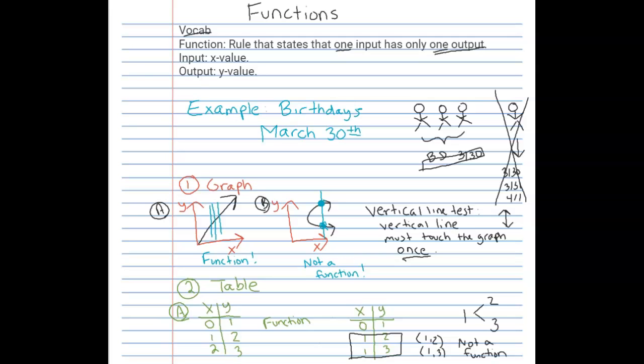We're going to go into more detail about what functions are throughout this unit.